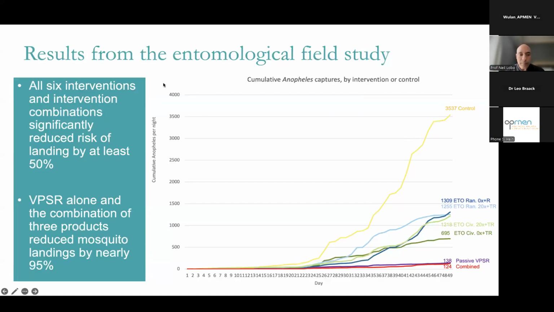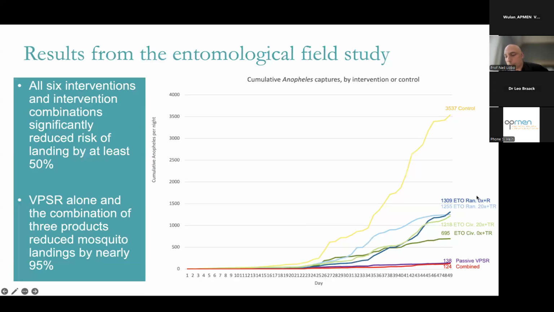Now, over here on the left, we can see cumulative Anopheles. So on day one, how many did we find? We'd add that to day two, add that to day three, add day four to it, cumulative Anopheles for each one of those interventions. And this is the number of days. If we did this for 49 days, we can see that in the control, without any intervention, we got about 3,537 mosquitoes. Now, ETO stands for etofenprox-treated ranger uniforms.